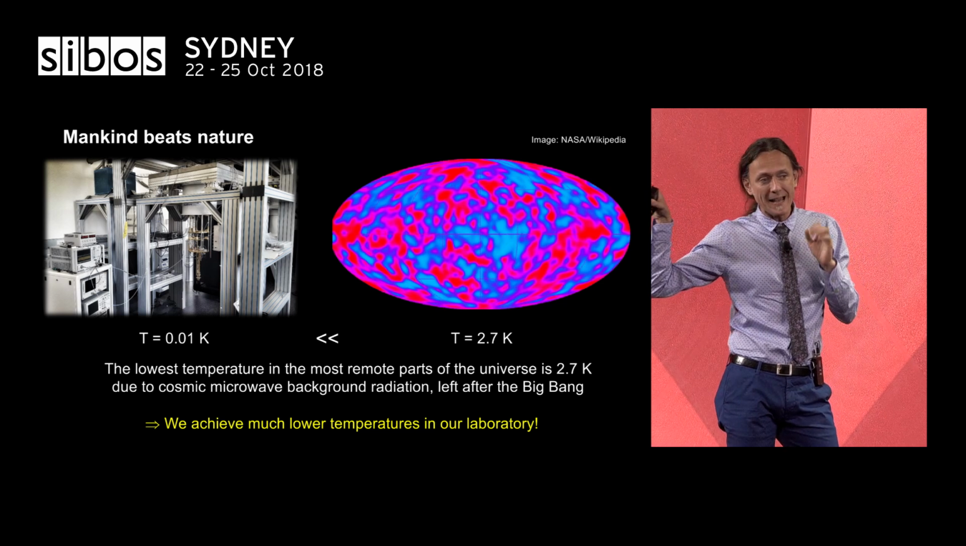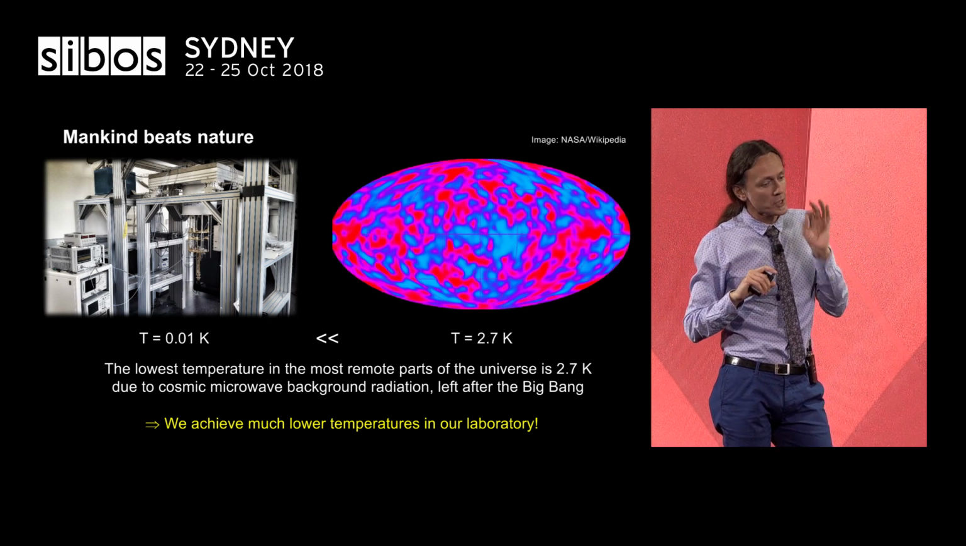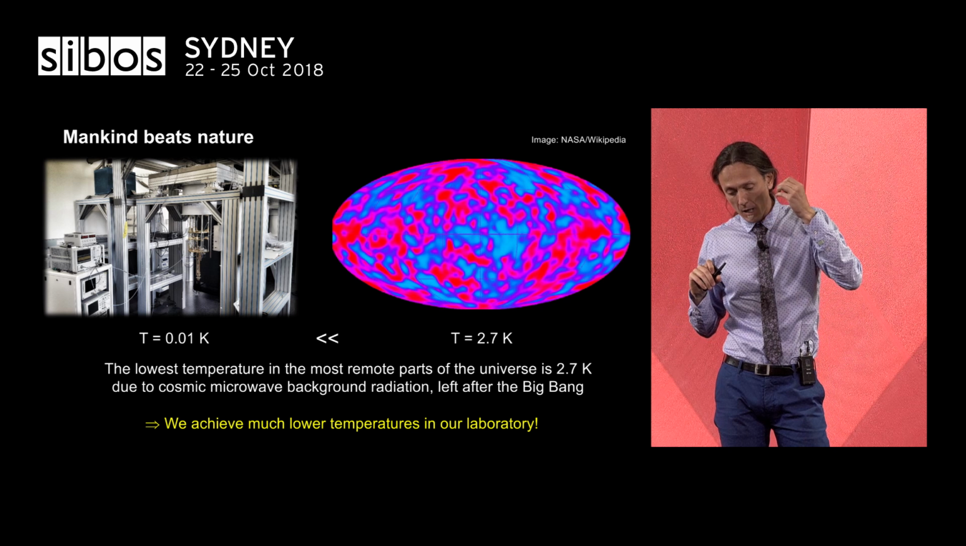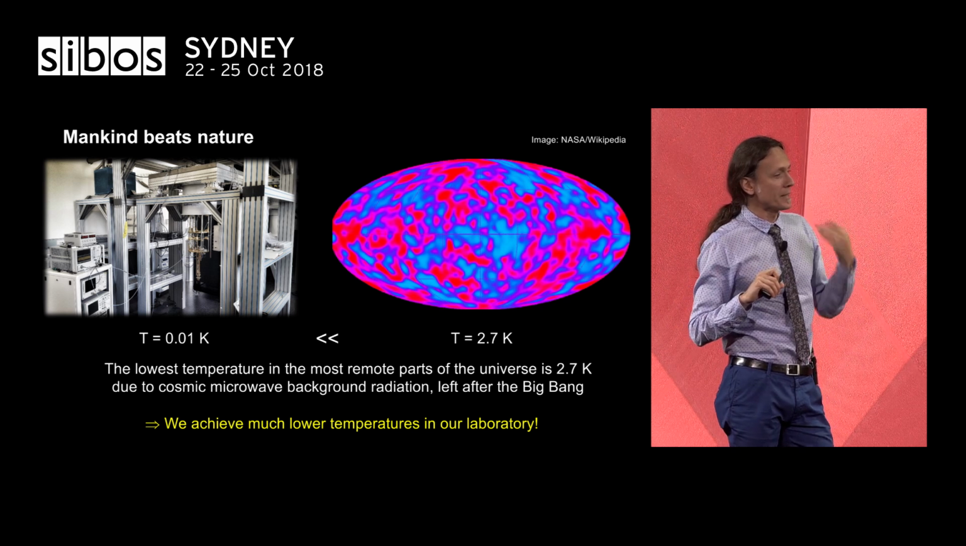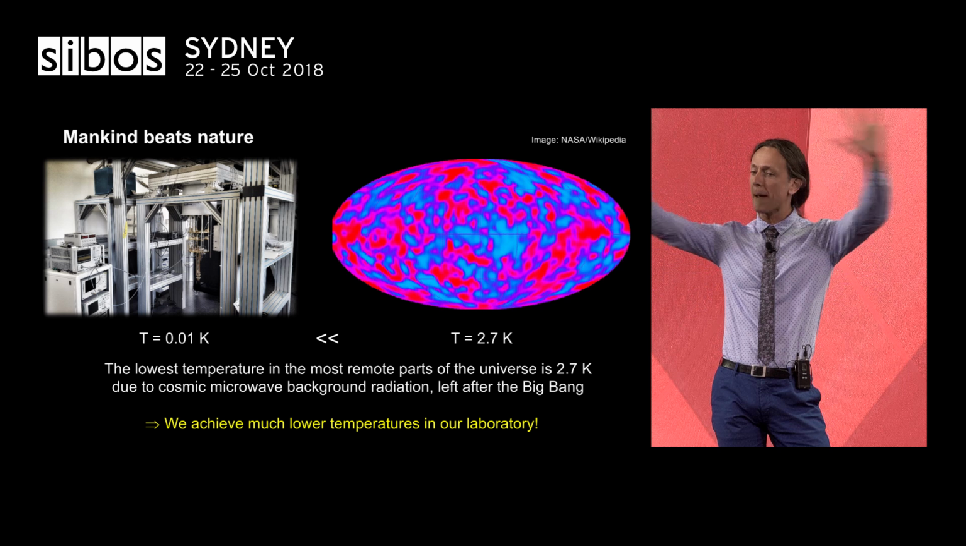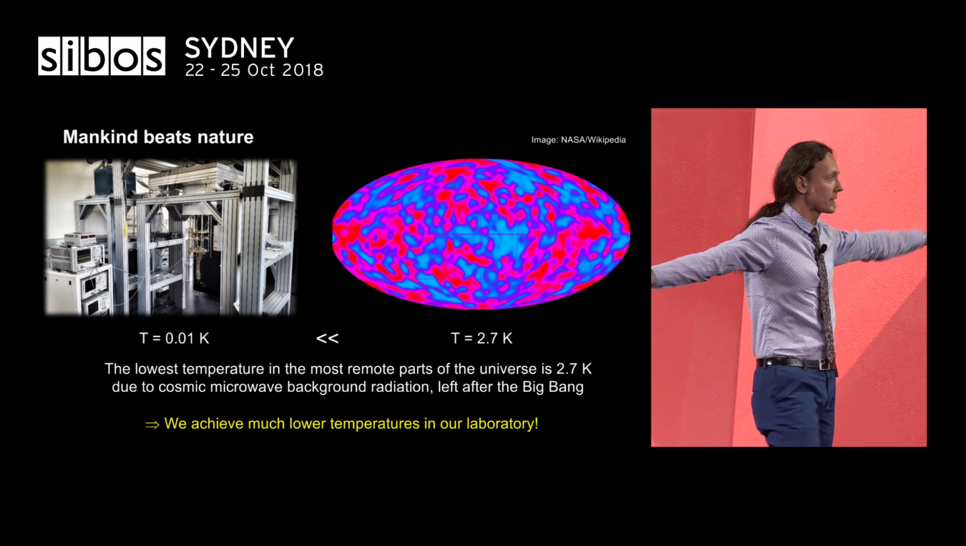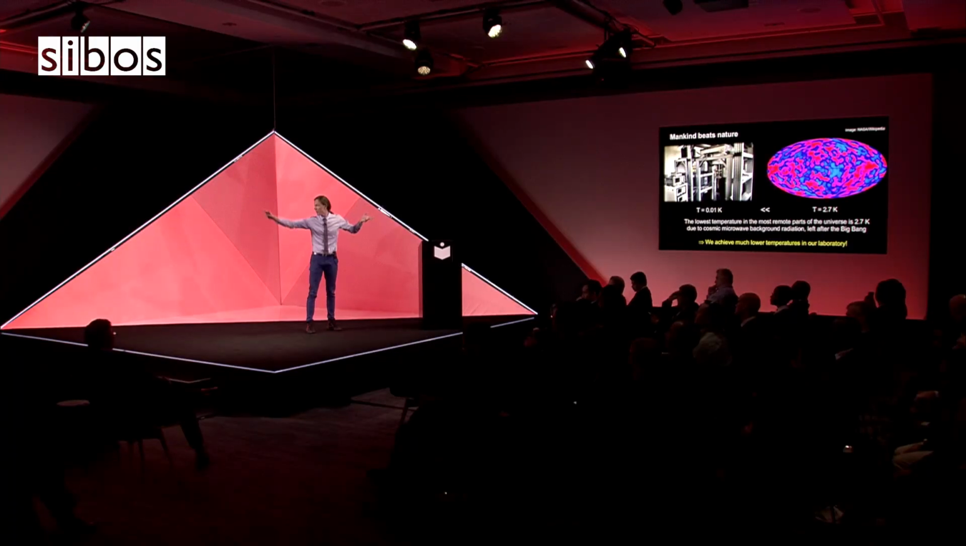Now, I just want to say one thing, because my background is in low temperature physics. Reaching these low temperatures is probably the only achievement of mankind where we can legitimately say we have beaten nature. If you go into empty interstellar space, the temperature there is 2.7 degrees above absolute zero because of the microwave cosmic background radiation. Whereas in my lab, we get 0.01 degrees. So we've done something that nature just doesn't do. And we use it to make our quantum computer work.